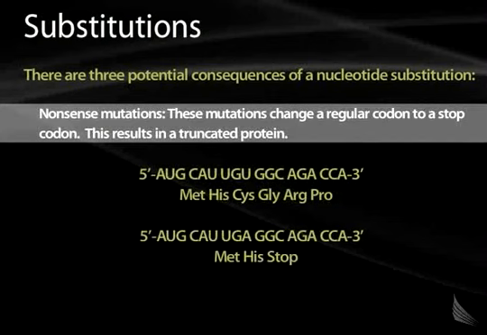The third type of substitution mutation that we can see is what we call a nonsense mutation. This is a mutation that changes a regular codon to a stop codon. The consequence of this is that you get a truncated protein.